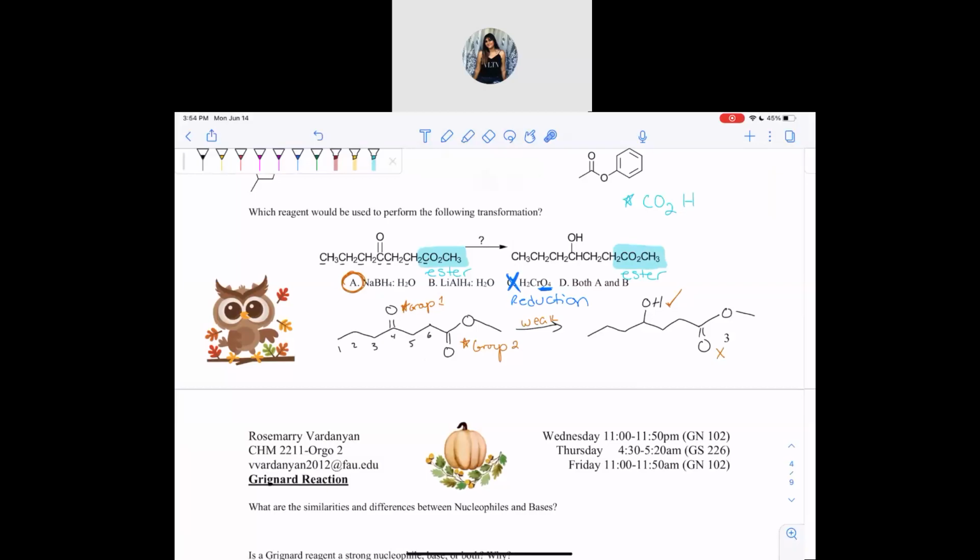Perfect. Any questions, comments, concerns? So it couldn't be D because if we use a strong reducing agent, it would reduce both of these, so we would not get this answer. If we use that one, we would actually get 2 alcohols.